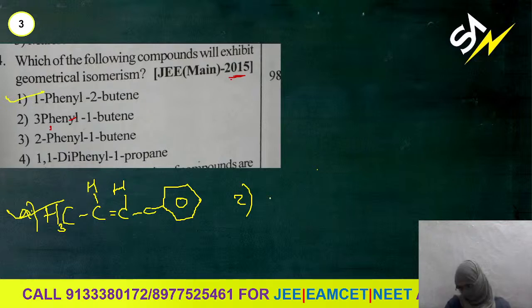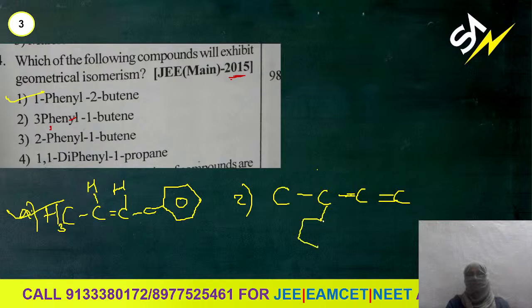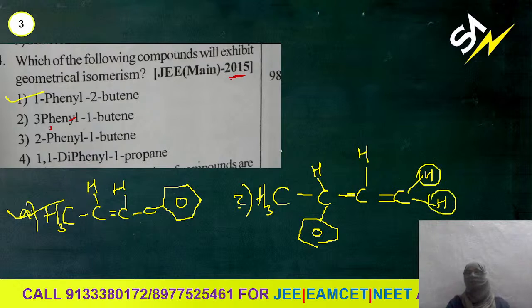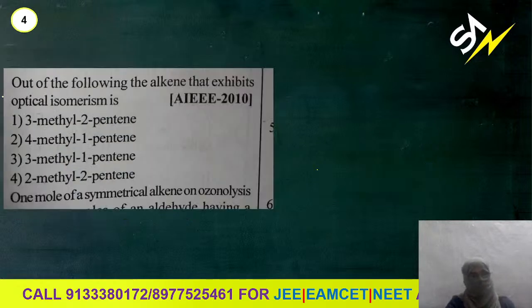Why is 3-phenyl-1-butene not showing it? Let me first draw the butane, which is 4 carbon. And they are telling 1-butene, so the double bond should be here. 3-phenyl means the benzene ring should be there at the third position. Complete the hydrogens. Oh, the thing is, in the second one, this is attached to 2 similar groups. There should not be 2 similar groups. There should be at least 2 different groups on both sides. That means B will not show, C will not show, the fourth one also will not show. The answer is A only. I have just checked why the second was not showing, and the answer is going to be the first one.